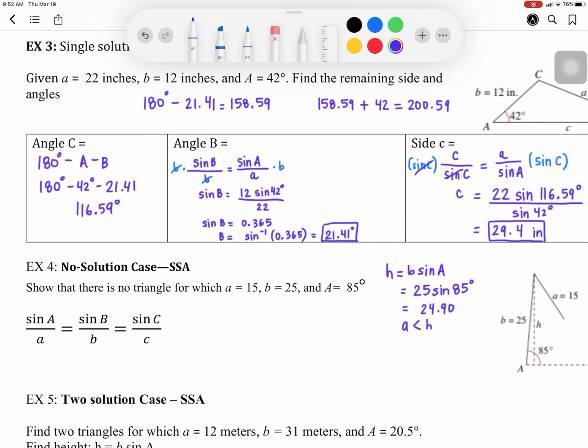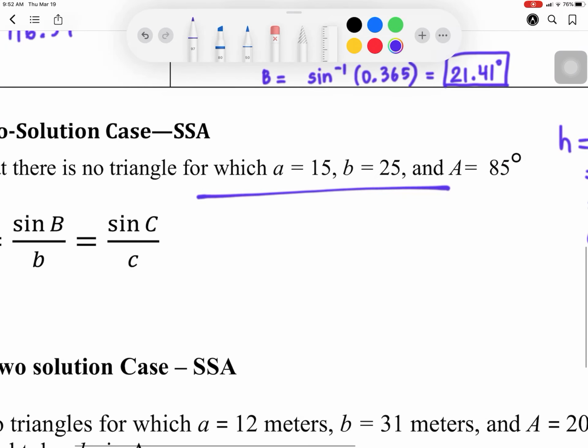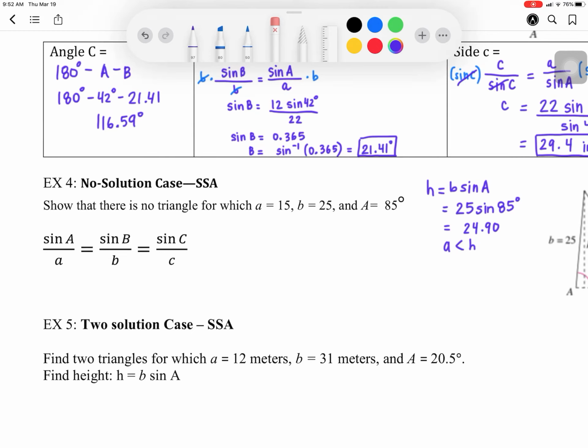Now let's do another way that we can figure out that this is a no solution case. Now they gave us side a and they gave us angle A. They gave us side b. Let's see if we can try to find angle B and see if that makes any sense. Okay. So over here, we're going to use the law of sines because this is not a right triangle. It's pretty close to it. And we're going to try to find angle B. Now, I encourage you to pause this video and try to find it yourself.